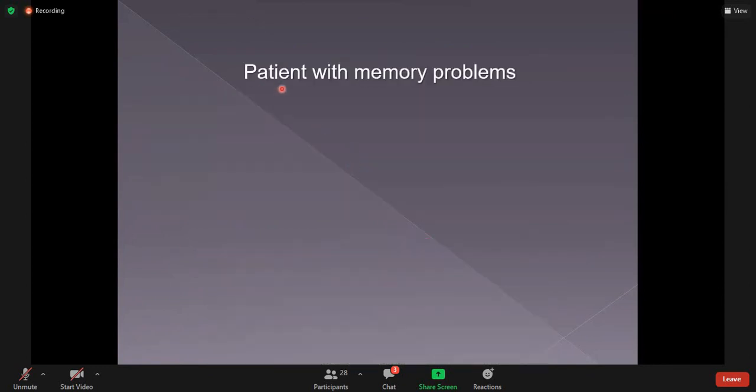So if the patient came with memory problems, what will be the investigation of choice? Anyone? Investigation of choice is the MRI brain. MRI brain, we never do in only T2. This is only for screening purposes. Sometimes in some setups it is used. This is the MRI brain.